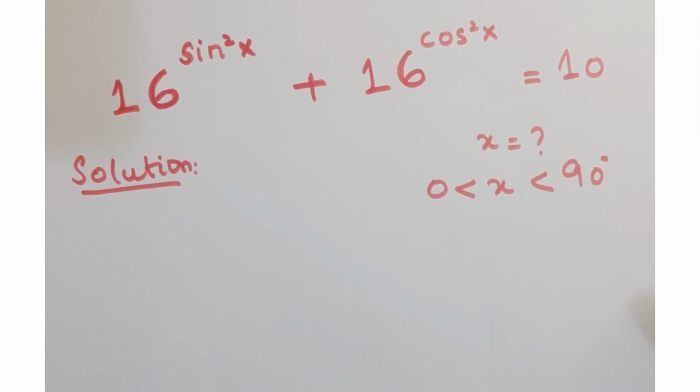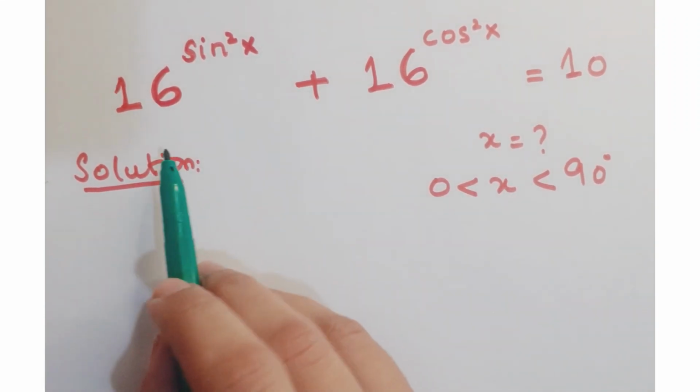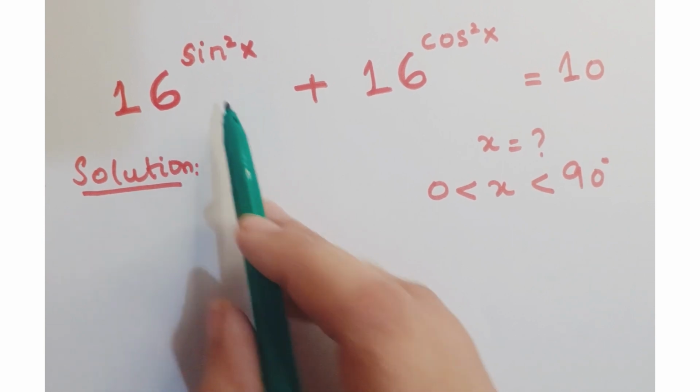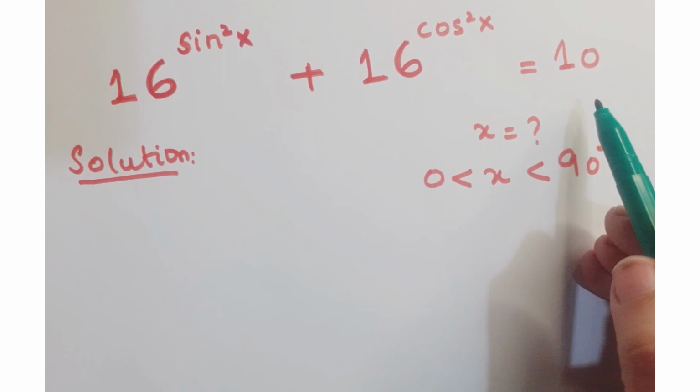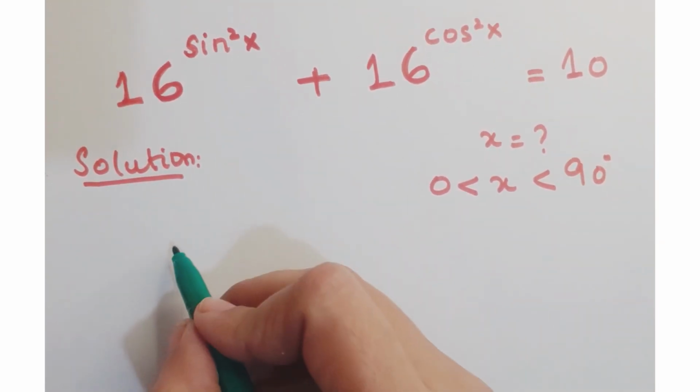Hi guys, look at this trigonometric question. The question is 16 to the power sine square x plus 16 to the power cos square x is equal to 10. Now let's see how we proceed in this question.